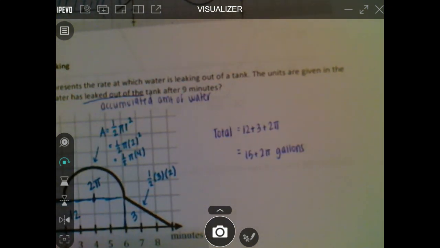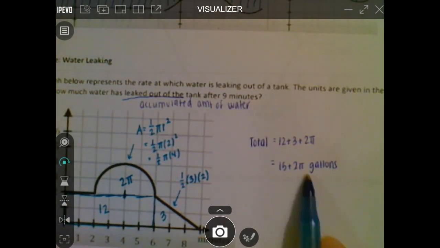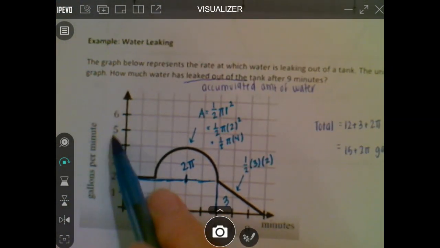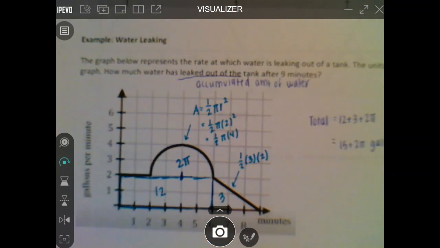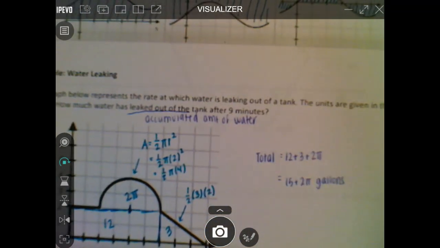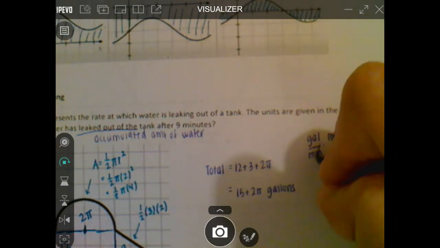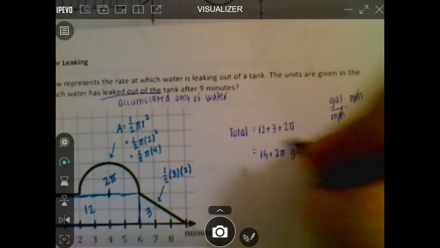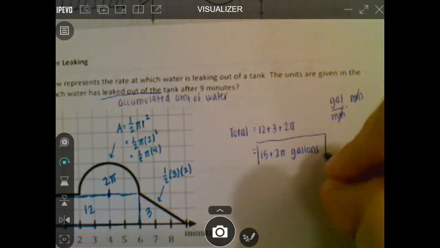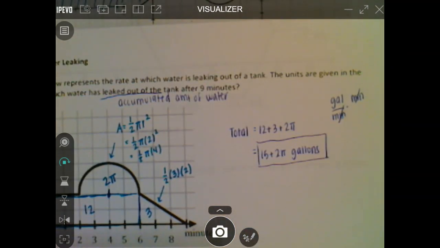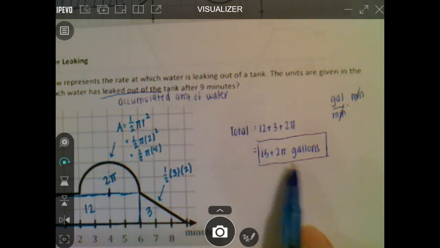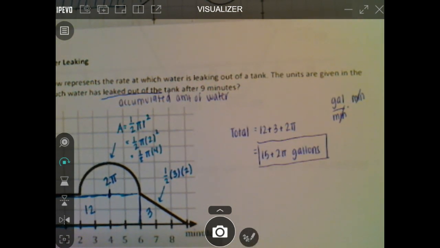And the nice thing about the dimensional analysis that we talked about on the first page is that you should be able to determine what your units are going to be by looking at your units on the y-axis and multiplying them by the units on the x-axis. Because when we do that, our gallons per minute are multiplied by our x-axis unit, which is minutes, which are going to cancel out to give us our units of gallons. So our total amount of water that's leaked out over the first 9 minutes should be 15 plus 2 pi gallons. And for these, we'll just leave our answers as exact values. We're not going to plug those into our calculators to get approximations.